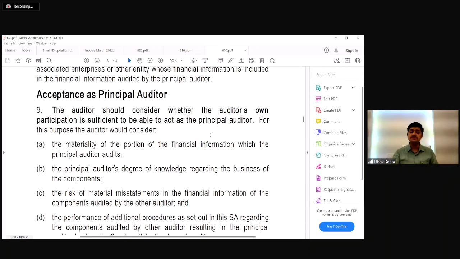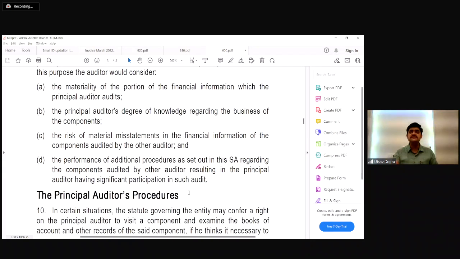And the risk of material misstatement, that is most important here. If he believes that there may be a risk of material misstatement in the financial information, he may engage his team, he may engage himself also, to do the substantive audit procedures on the part of the component, and the performance of additional procedures, as I said earlier.